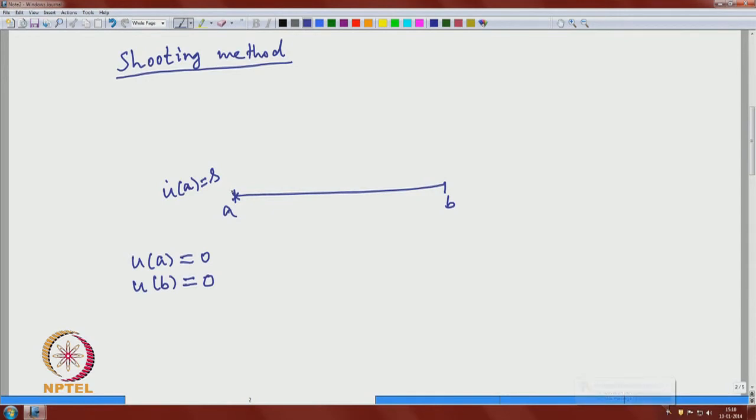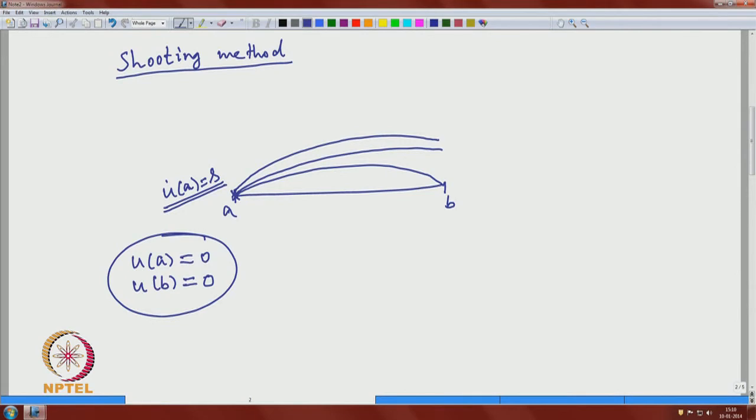So, we are releasing, we are shooting some particle from here and it may just go somewhere depending on s at b, and if I choose another s, it may go somewhere else. So, we would like to determine an s for which we eventually reach there. That is why it is called shooting method. By changing the initial velocity in this particular setup of boundary conditions, we are looking for a particular velocity with which, if we shoot, we reach the destination, namely u(b) equal to 0. So, that is the idea, and that is why it is called shooting method. Okay, so again let me go back to the analytical description.